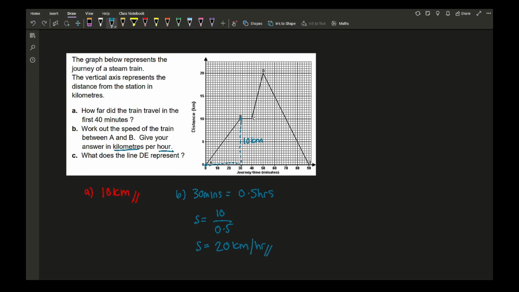And there it is. And then finally, for question C, it says, what does DE represent? So DE, which is here to here, is basically the return journey of the train back to its original station. And there we go.